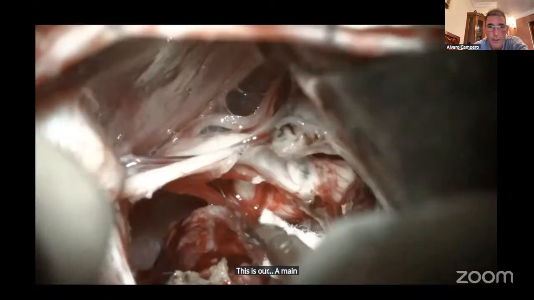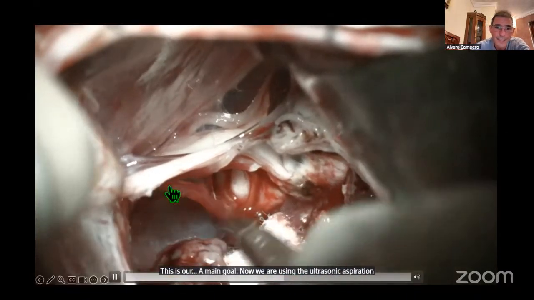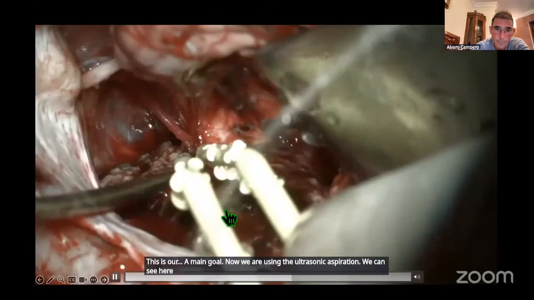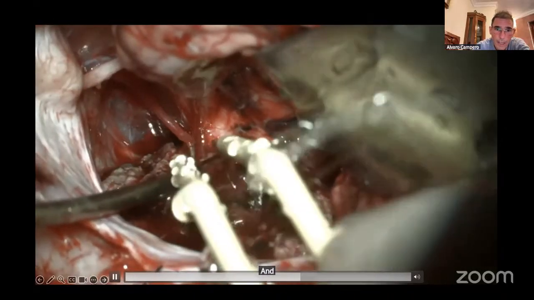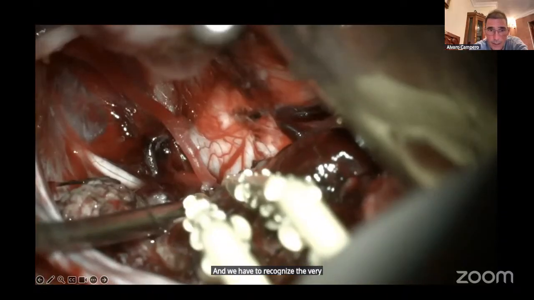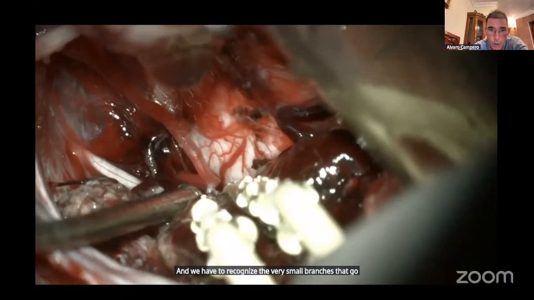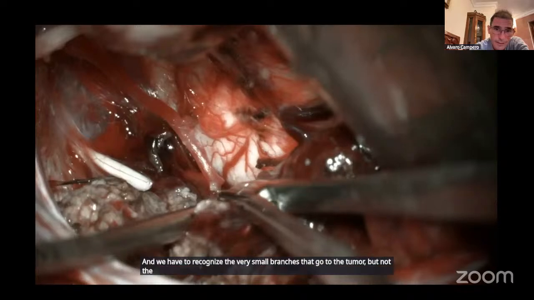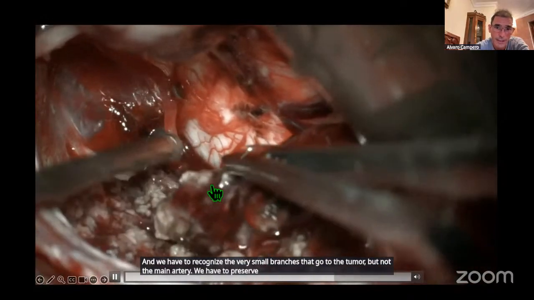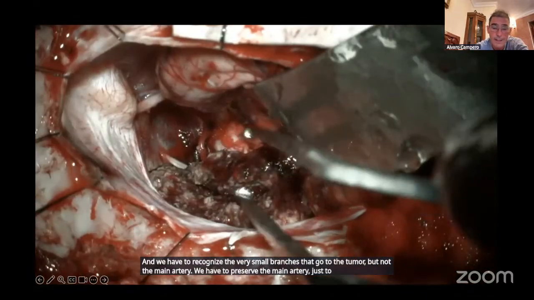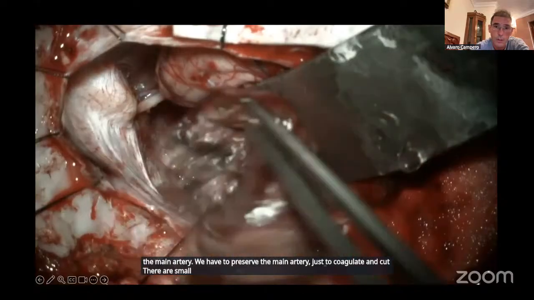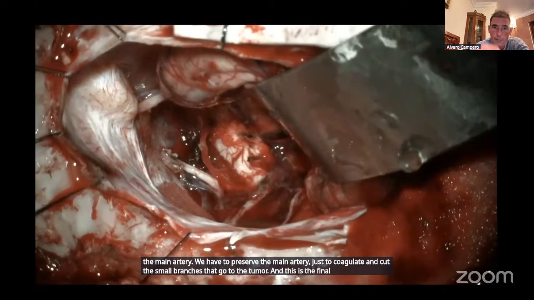Now we are using the ultrasonic aspiration. We can see here the artery, and we have to recognize the very small branches that go to the tumor, but not the main artery. We have to preserve the main artery, just coagulate and cut the small branches that go to the tumor. And this is the final view after the removal.